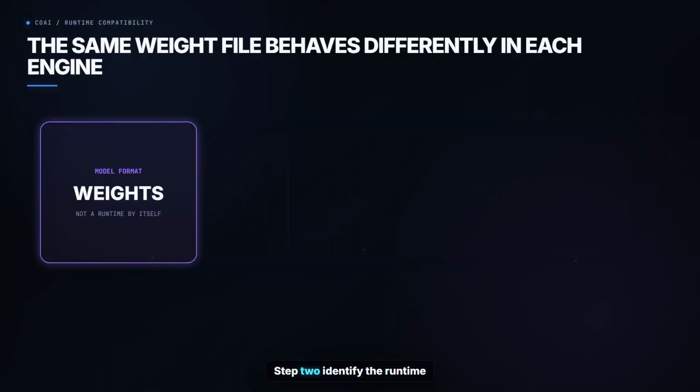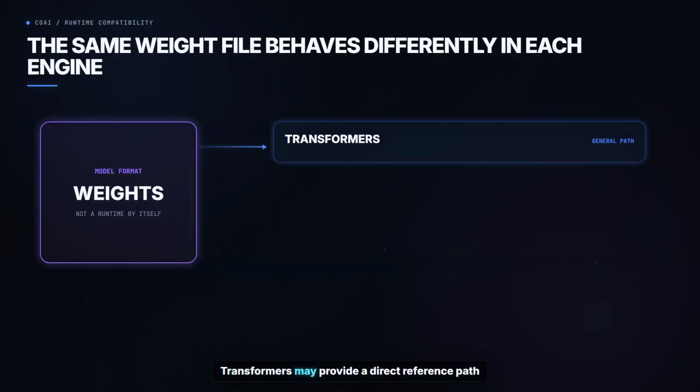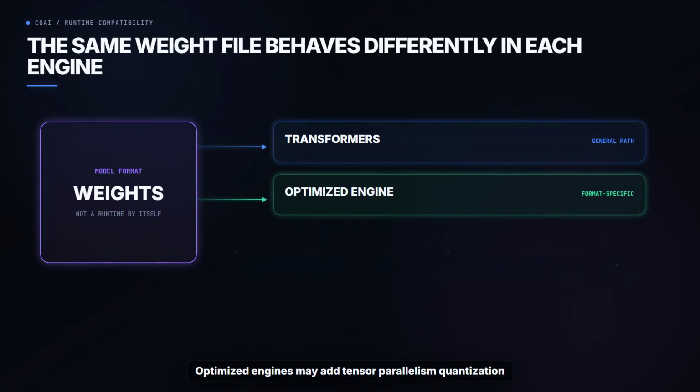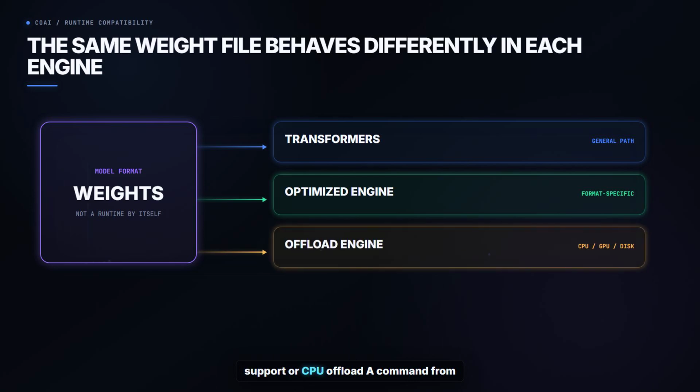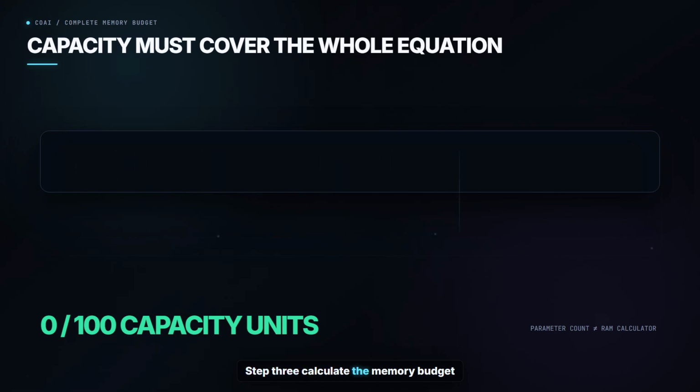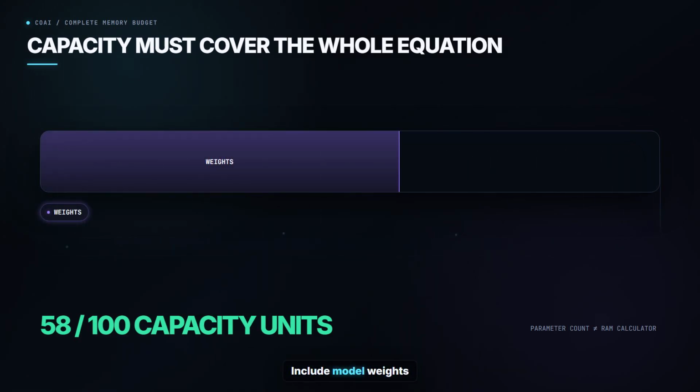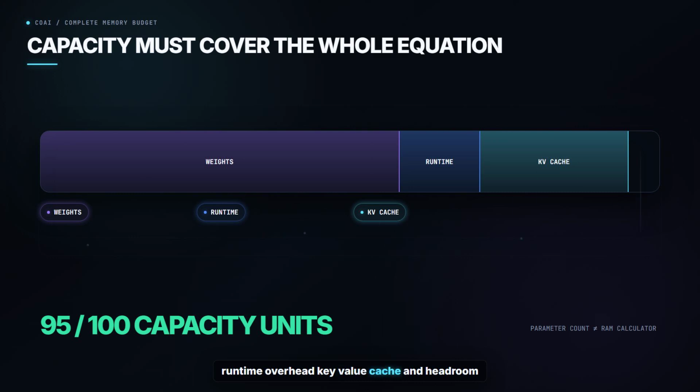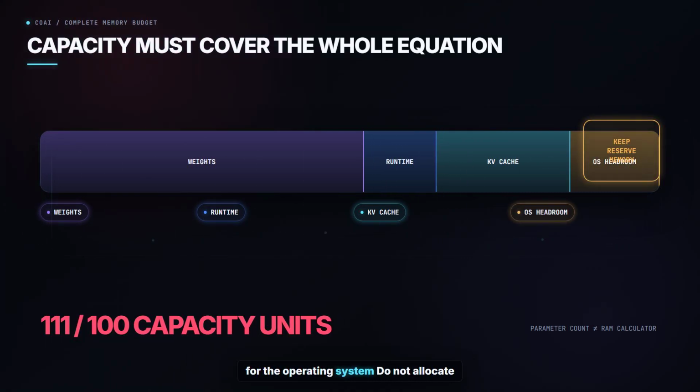Step 2. Identify the runtime. Transformers may provide a direct reference path. Optimized engines may add tensor parallelism, quantization support, or CPU offload. A command from one runtime cannot be assumed to work with another format. Step 3. Calculate the memory budget. Include model weights, runtime overhead, key value cache, and headroom for the operating system. Do not allocate every last gigabyte. A machine that technically loads and then swaps under pressure is not a successful setup.